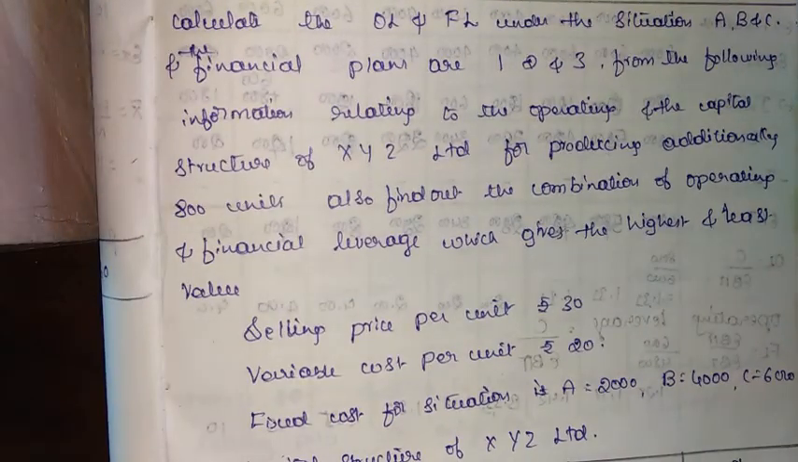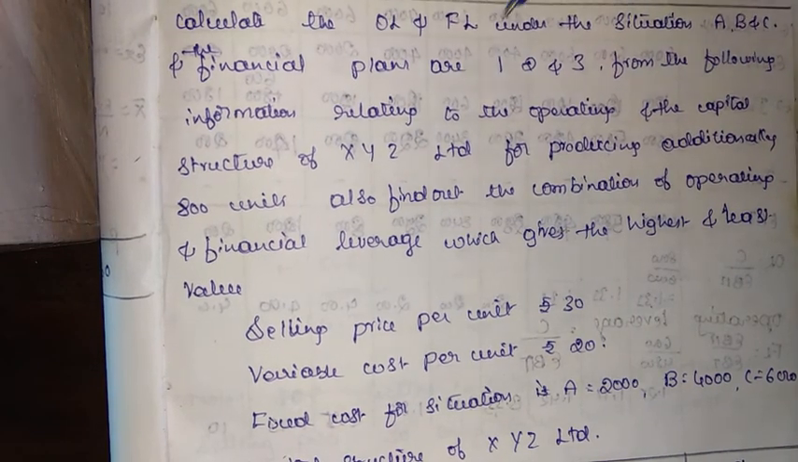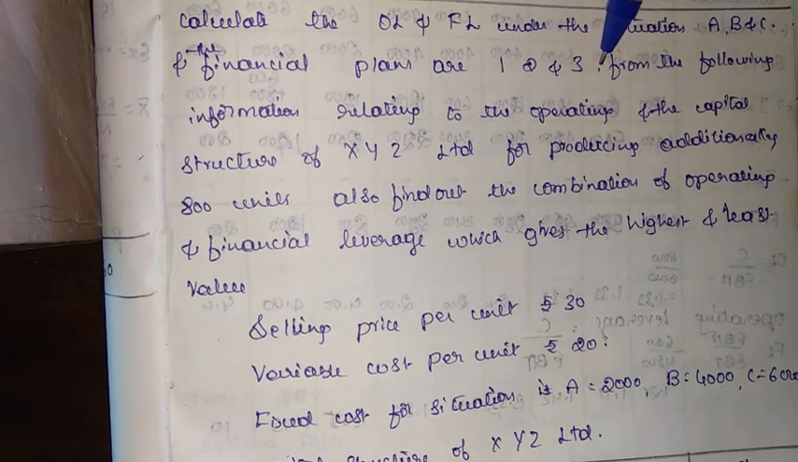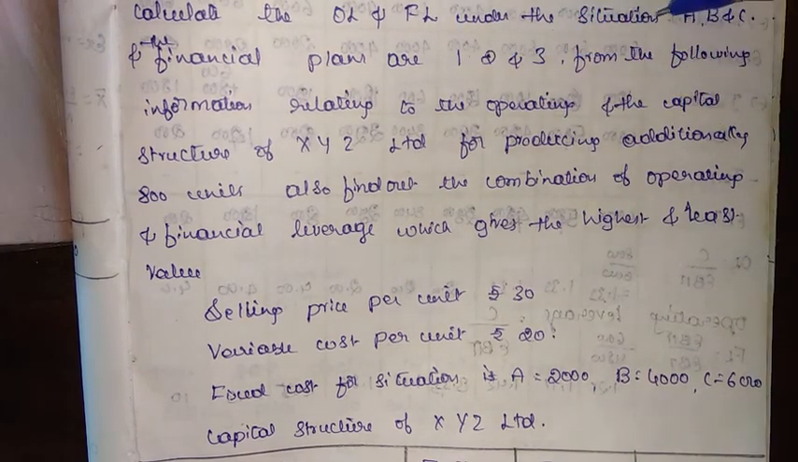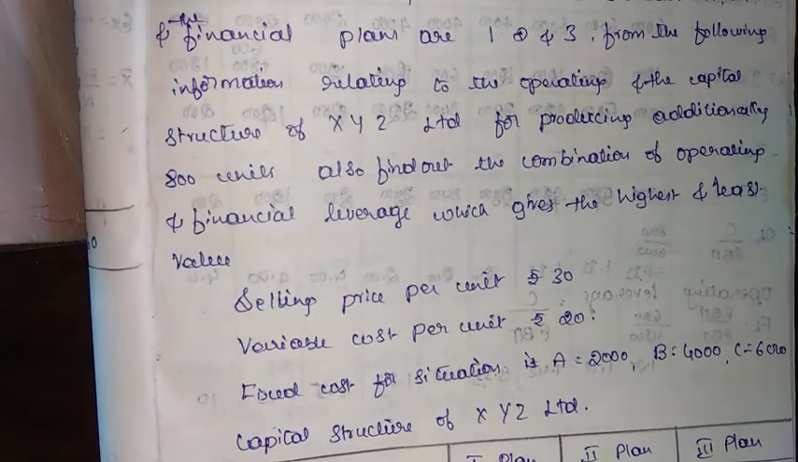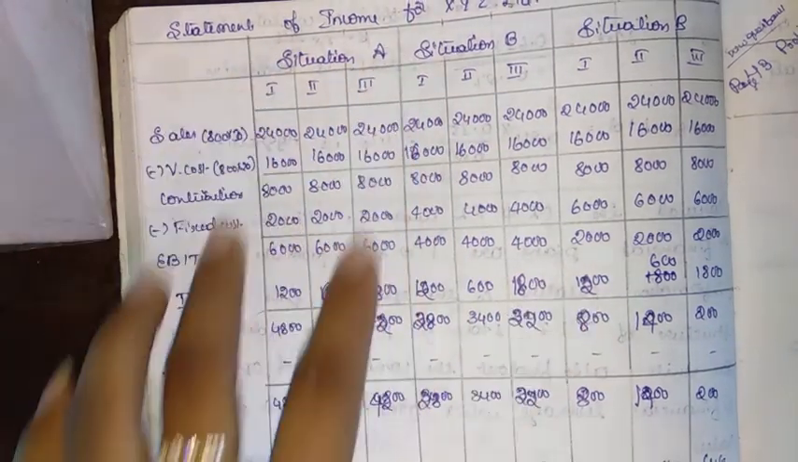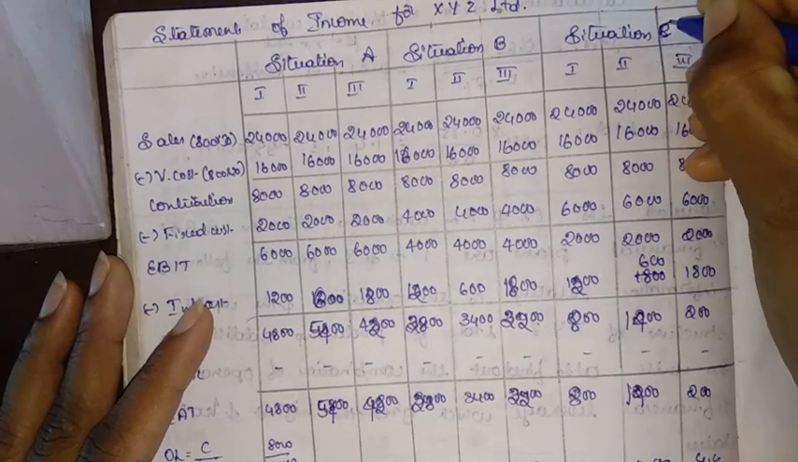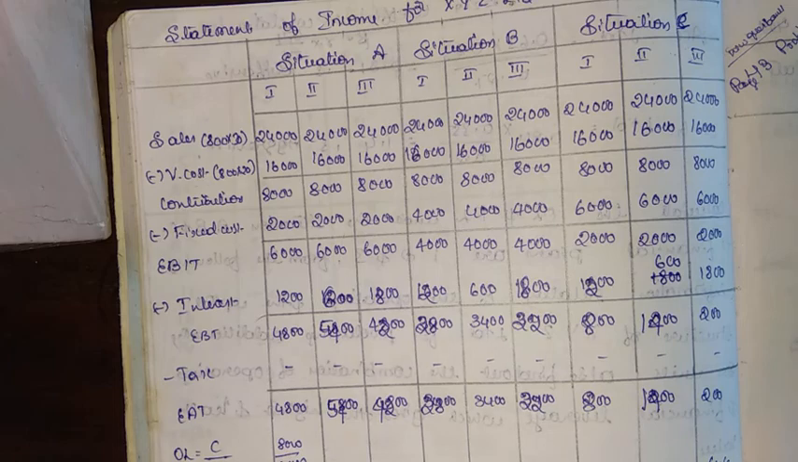So we need to prepare a statement of income for situations A, B, C and for plans first, second and third. So let's go for this. You can prepare the statement of income separately for situation A, situation B and situation C, or together, so that it saves your time.